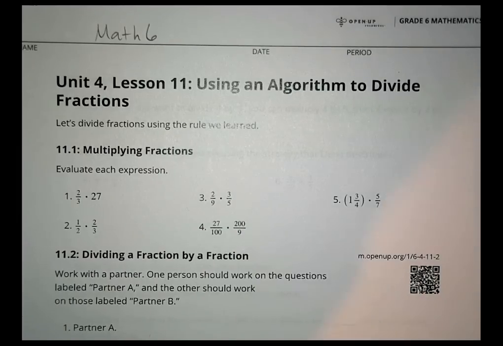Hi there, this is Math 6, Unit 4, Lesson 11, using an algorithm to divide fractions.